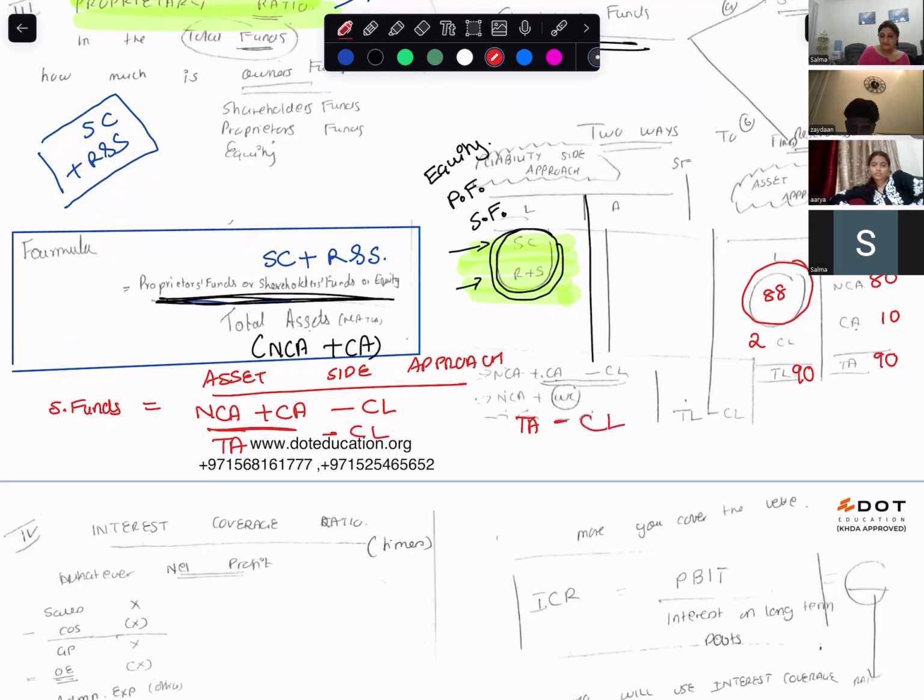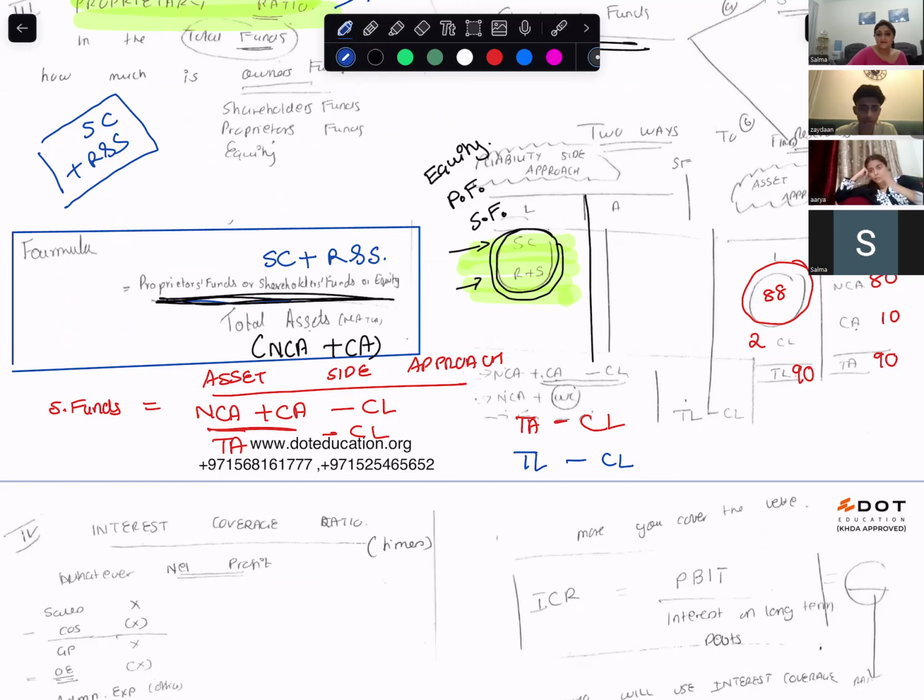Yes. See, total assets minus the current liabilities. Yes. Alternatively, I can say total liabilities minus the current liabilities. Yes.